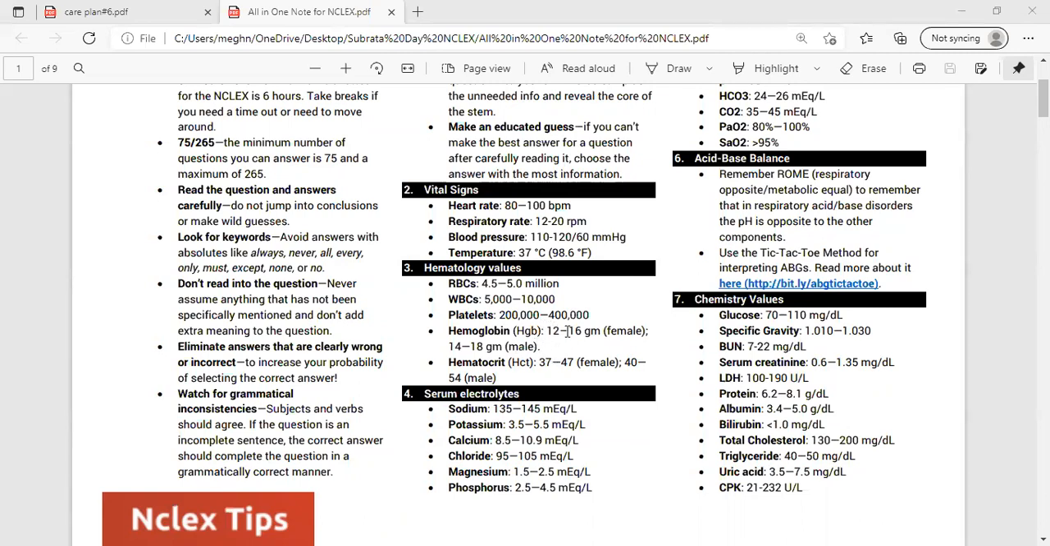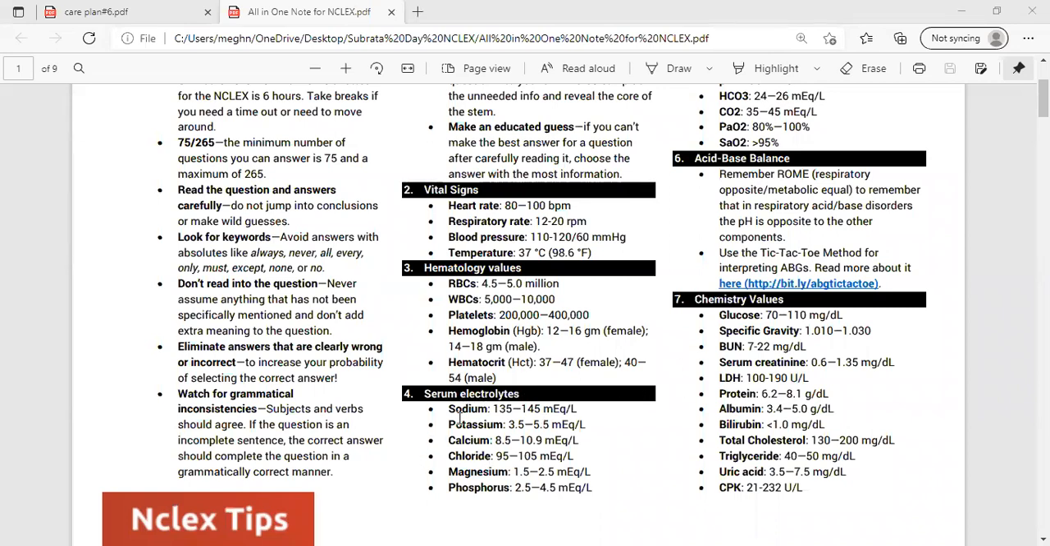Hemoglobin is normally 12 to 16 grams in females, but in men it is more, 14 to 18 grams. Hemoglobin is lower in females because of blood loss from menstruation. Hematocrit is 37 to 47 in females, 40 to 54 in men. So if hemoglobin goes down, hematocrit also goes down.